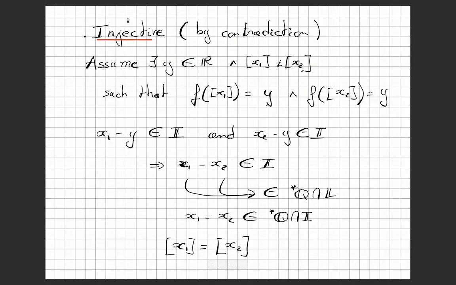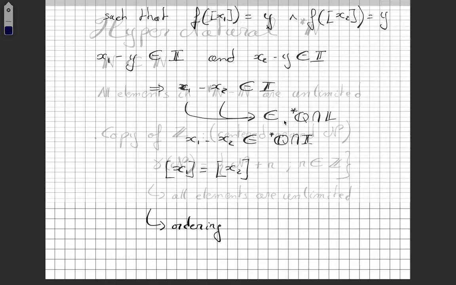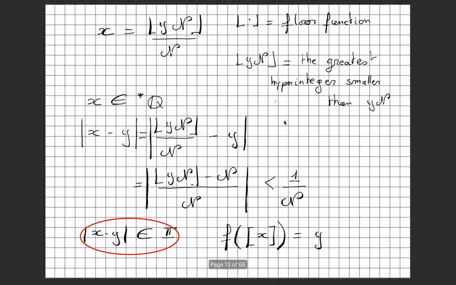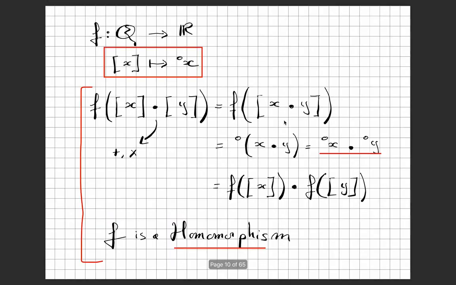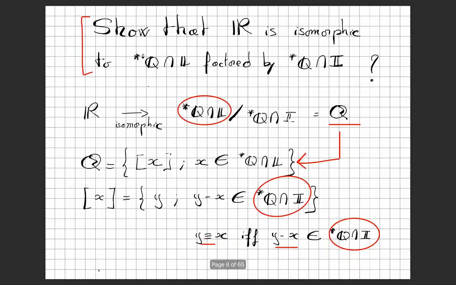So finally, you have to show that the function f is injective. What you can do here is work by contradiction, and so that function is injective. Okay, and so finally, if I go back to the beginning to see what we have done, we have been able to show that R is isomorphic to the quotient here, which is given by the set of limited hyperrational numbers divided by the set of infinitesimal rational numbers. And that is the end of this video. I'm going to prepare the next one.